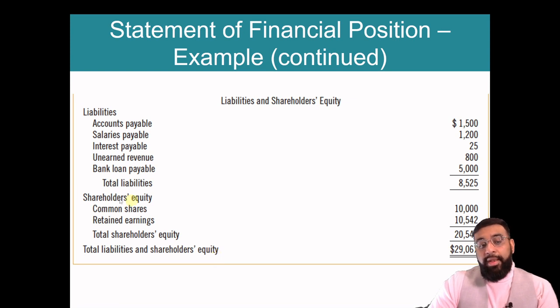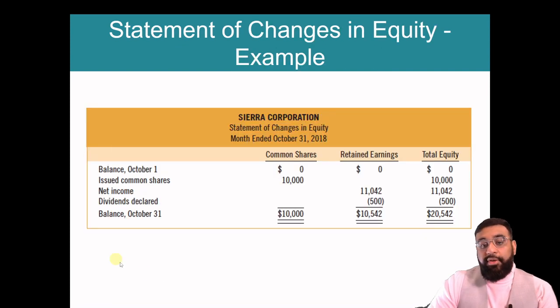Very important. Now, under shareholders' equity, we're going to have common shares and retained earnings. And if you can recall, these balances, common shares and retained earnings, and the total shareholders' equity of 20,552, are coming from the second statement, the statement of changes in equity. As you can see, in the statement of changes in equity, the balances of common shares of 10,000, retained earnings of 10,542, and total equity of 20,542 go directly onto the balance sheet, or the statement of financial position. So this is why the order is very important.